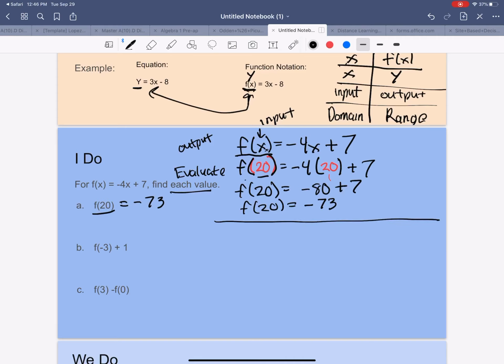And so if we look at B, that is a two-parter. And so we're going to do the first part first, which is this right here, f of negative 3. So I'm going to do f of negative 3. Well, first off, I'm going to go ahead and erase that real quick. Now I'm going to start from the very beginning, f of x. And so we're going to use the original function again, negative 4x plus 7. Now, they gave me negative 3 to use.